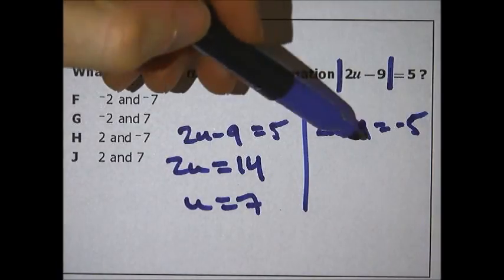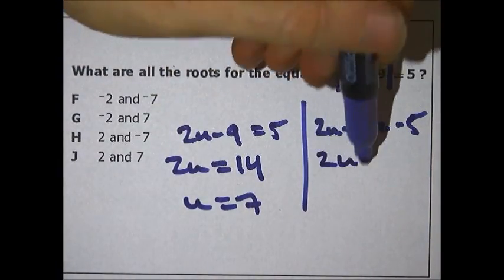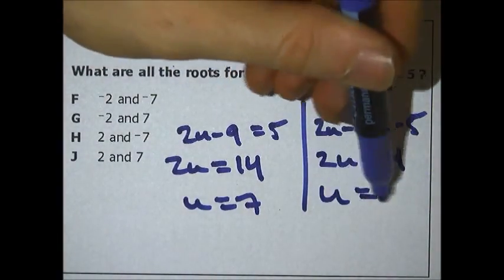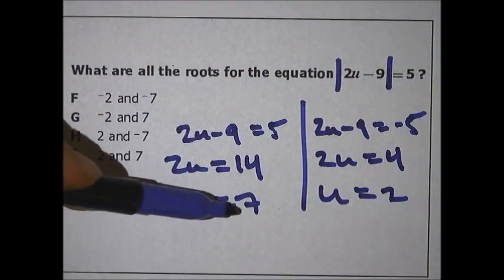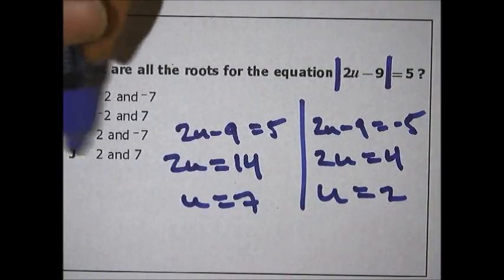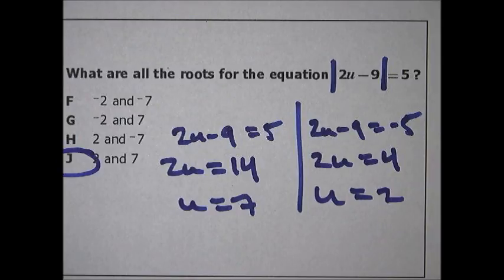Solving the other one, I add 9. 2u is equal to 4, u is equal to positive 2. So we have 7 and positive 2, choice J.